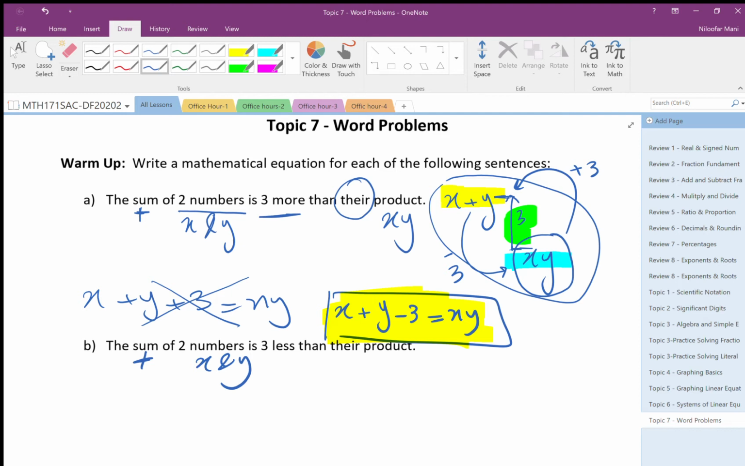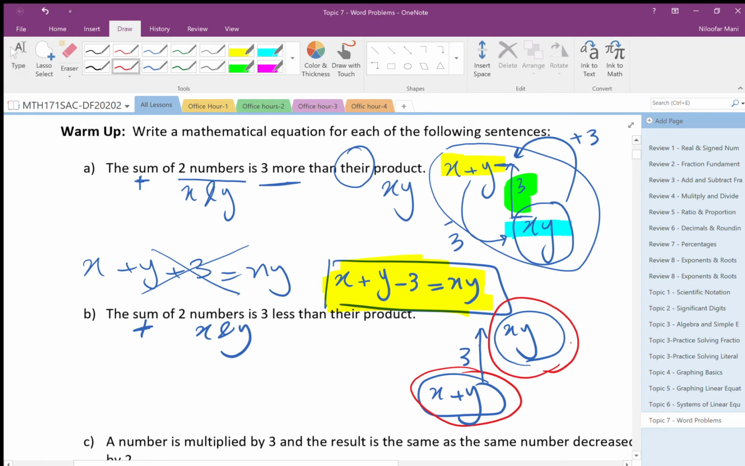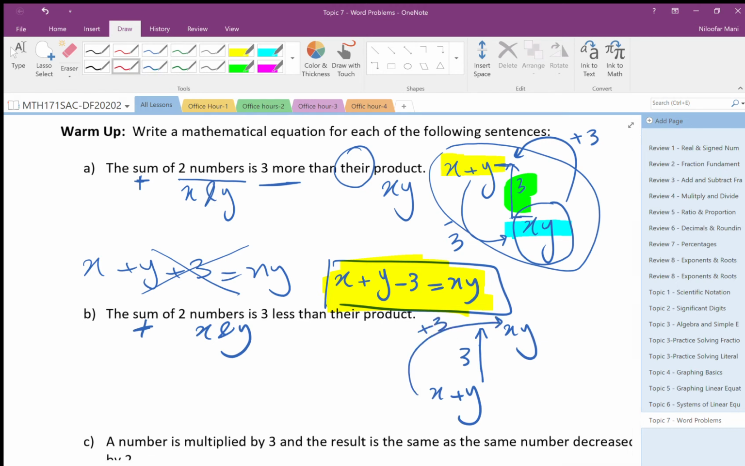Now x plus y is here and the product is here, because the summation is 3 less than, so it is down. So either this plus 3 is this one, or this minus 3 is this one. Maybe I can show it the same way I did for the other one. Here I can say plus 3 is this one, and minus 3 is the other one.